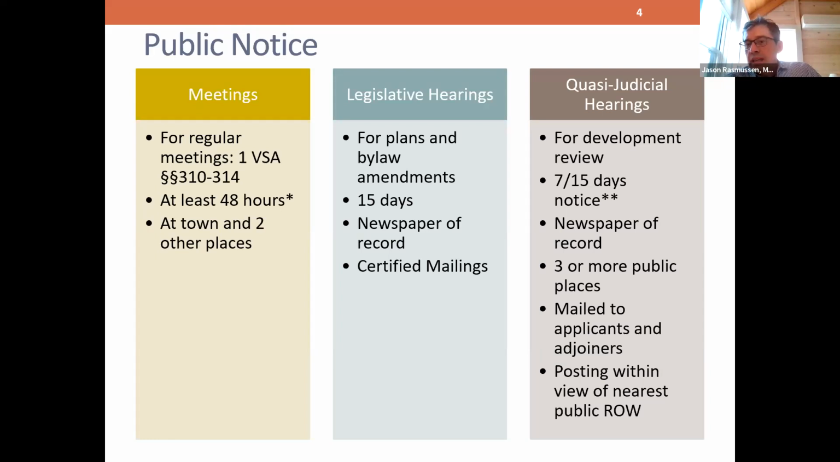Again, you're putting the ad in the newspaper, you're posting it in 3 or more public places, and making sure that the applicant and the adjoiners get copies of it, and all that stuff. You've got to follow all of those details for quasi-judicial hearings.